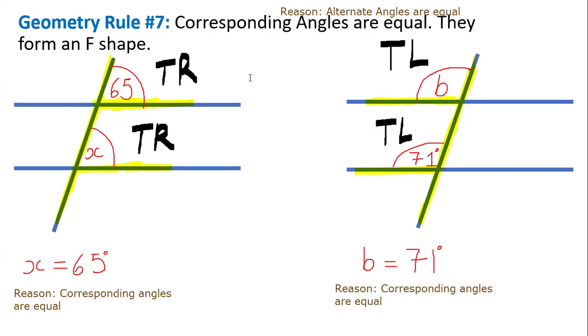Eronic, where's Eronic? Yes, sir. Why is B equal to 71? Because they're corresponding angles. Where's Kendall? Kendall, can you hear me? Yes, sir. Why is B equal to 71? Corresponding angles are equal. Very good, because corresponding angles are equal.